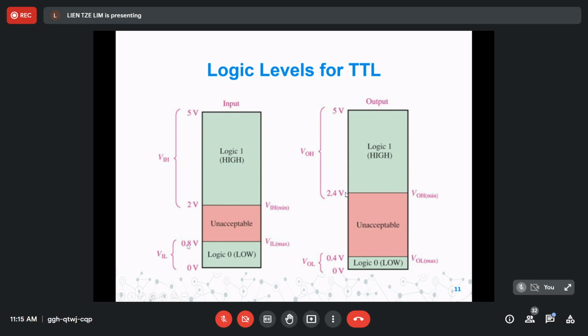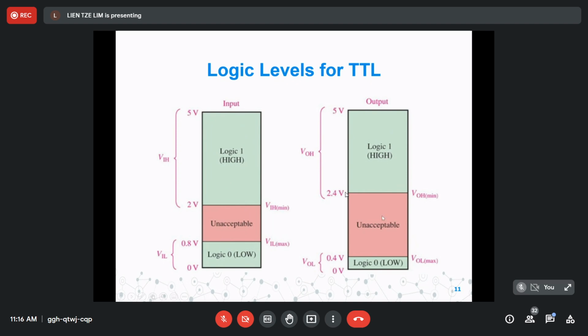For input, the range considered as logic 0 is when the voltage level is from 0 to 0.8 volt. For voltages from 0.8 volt to 2 volts, the voltage is not acceptable, meaning it cannot be interpreted as logic 1 or logic 0. The voltage levels must fall in the high range or low range to be interpreted as logic 1 or logic 0. For logic 1, if the input voltage falls between 2 volts and 5 volts, it can be interpreted as logic 1. For output as well, if the output voltage falls within 2.4 volts to 5 volts, it is interpreted as logic 1.